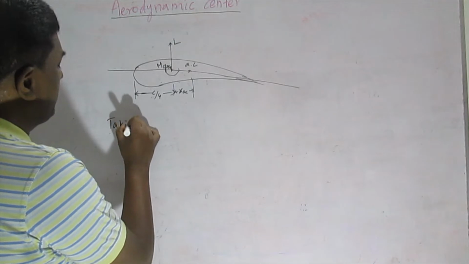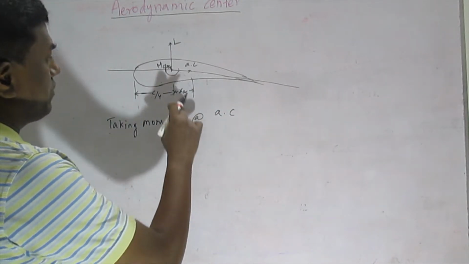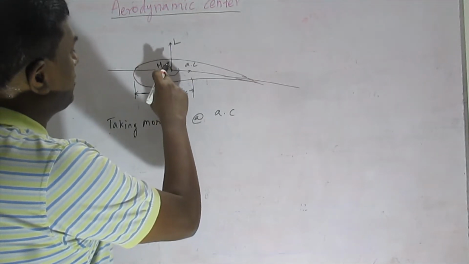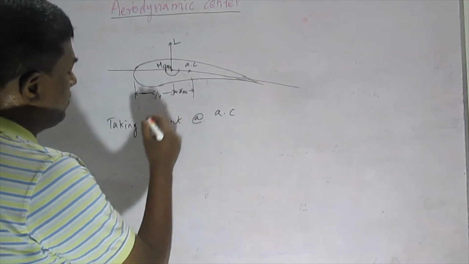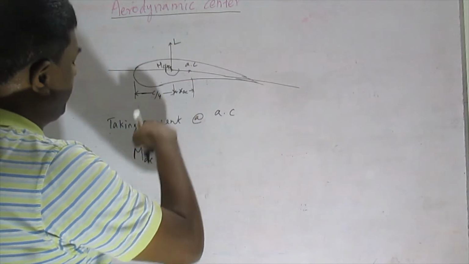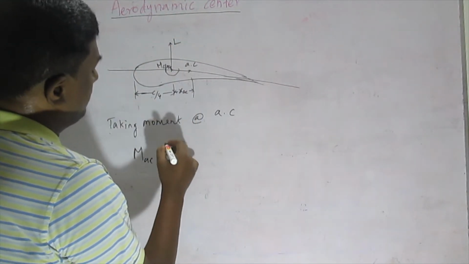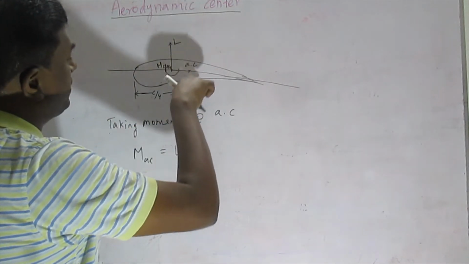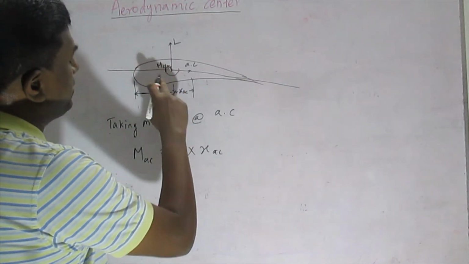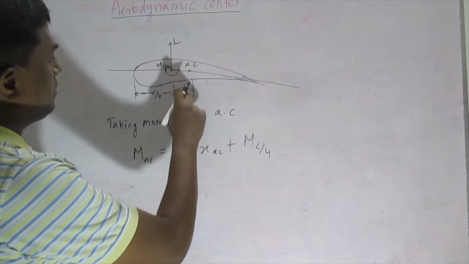Taking moment about the aerodynamic center, we have forces, and also there is a couple, that is, a moment, acting at the quarter chord point. So the moment about the aerodynamic center is MAC, and that is equal to the summation of all the other moments: lift, the vertical force, into the horizontal distance, lift into XAC, and also the moment acting at the quarter chord point, MC/4. Now we got the moment at the aerodynamic center.